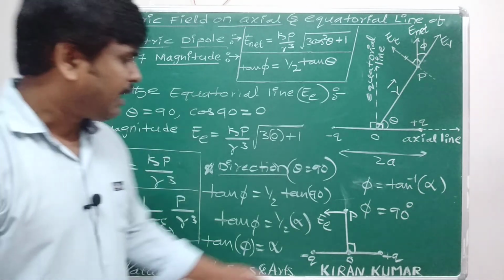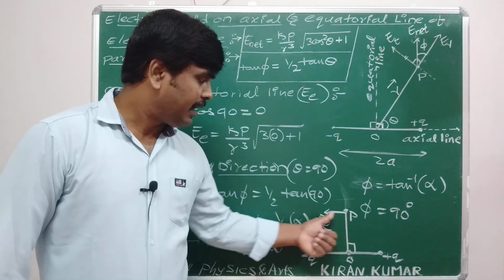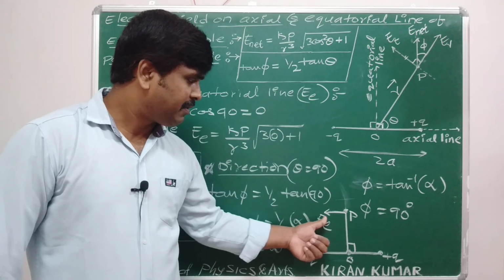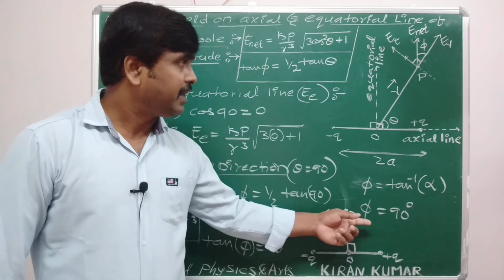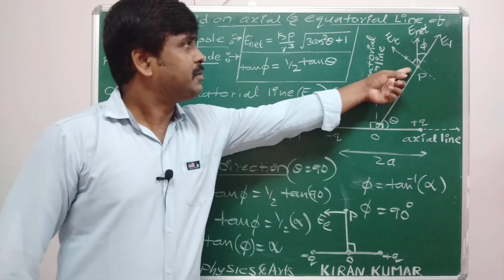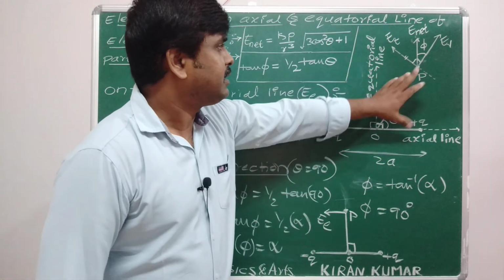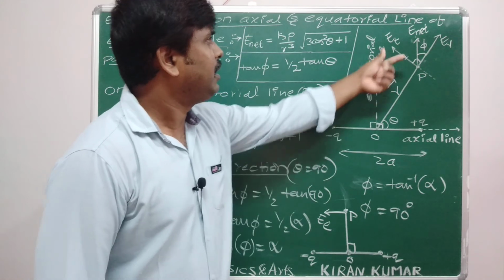Here the electric field intensity on the equatorial line is like this. This is the electric field intensity on the equatorial line. Phi is 90 degrees. So we will get it like this.